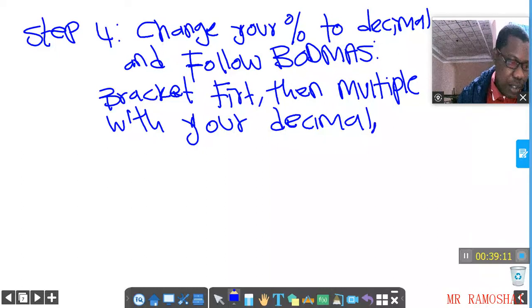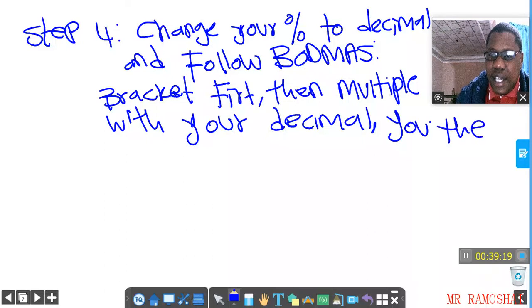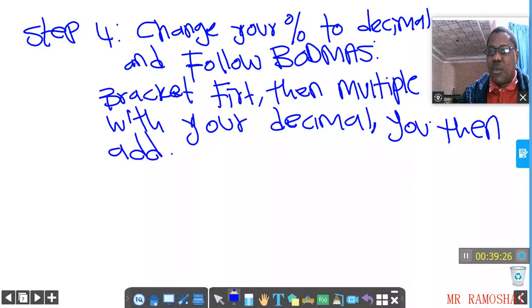Then after multiplying with your decimal, what do? You then add. You've multiplied now. So now what do? You add. Remember, everything here is still step number 4, right? Then you add.